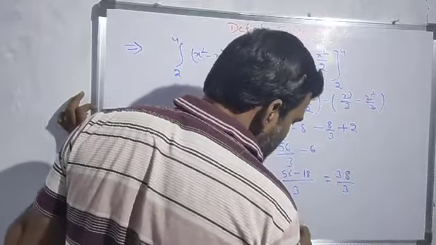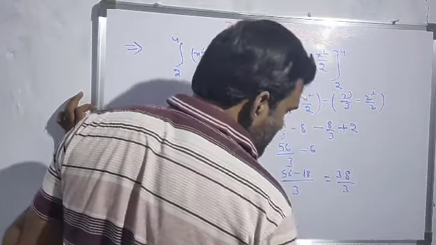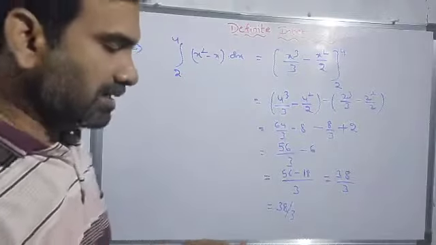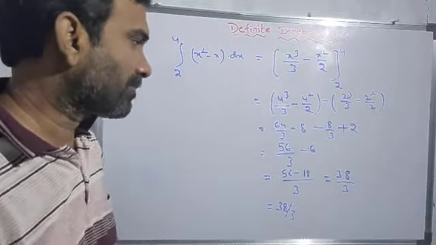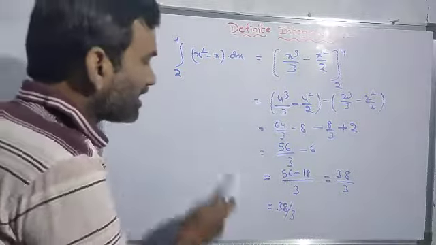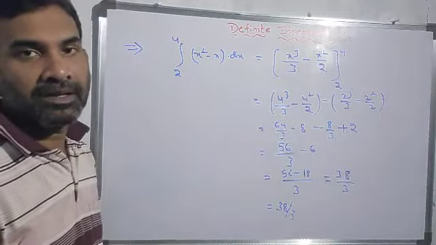So our final answer is 38 by 3. Okay, so this is our solution, 38 by 3. Understand? So our final answer is 38 by 3.